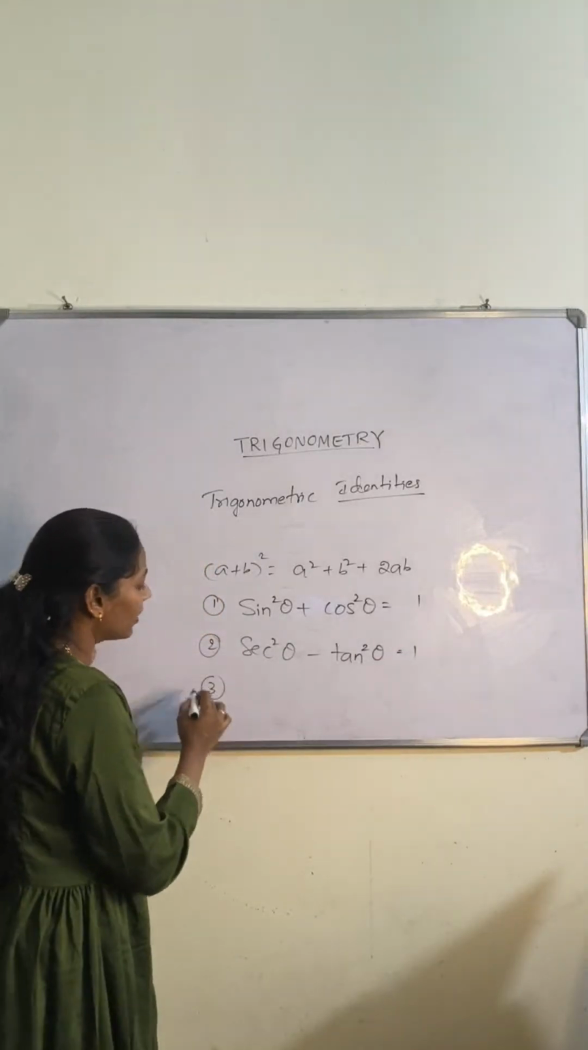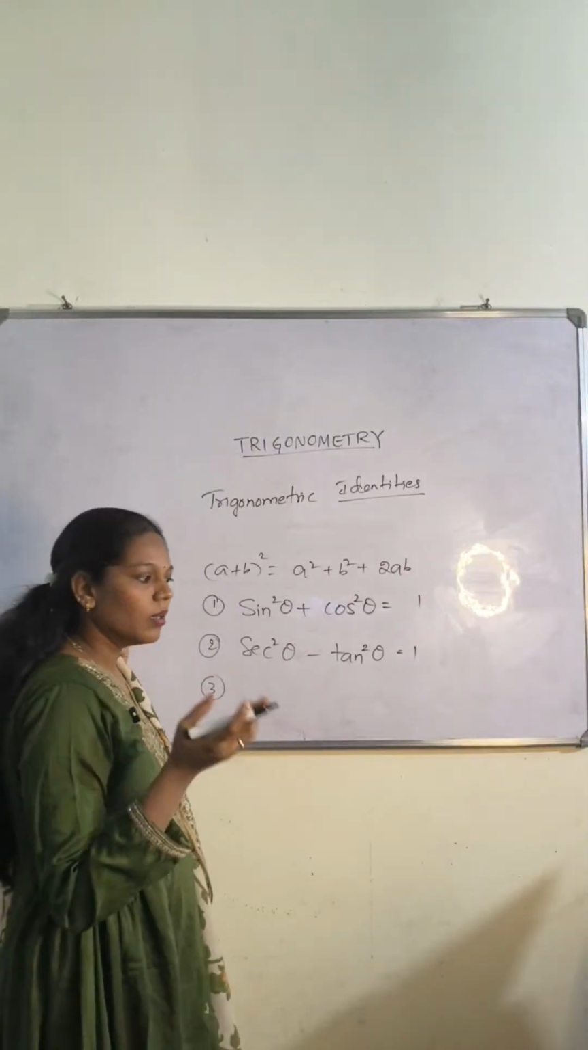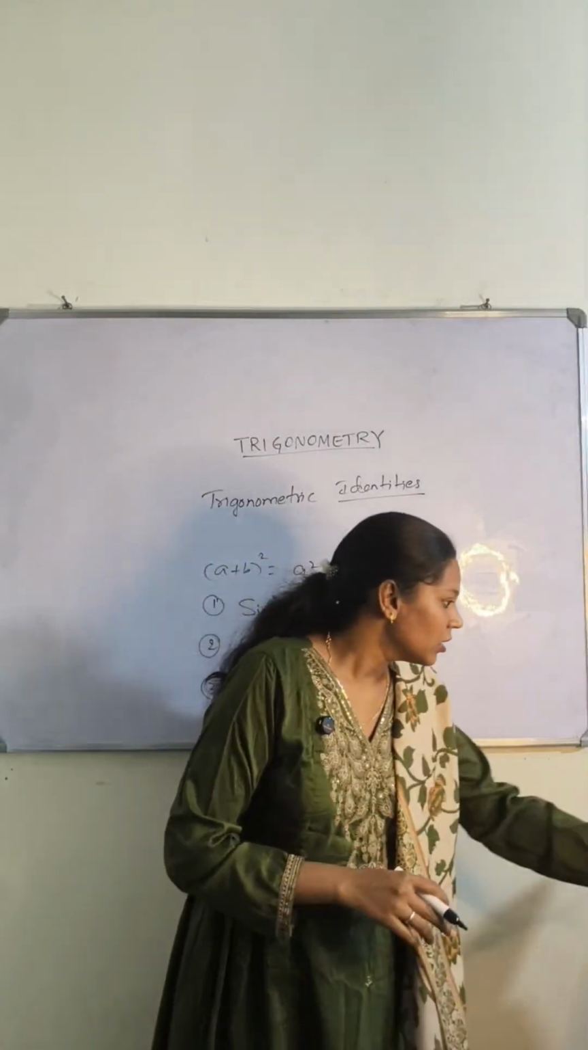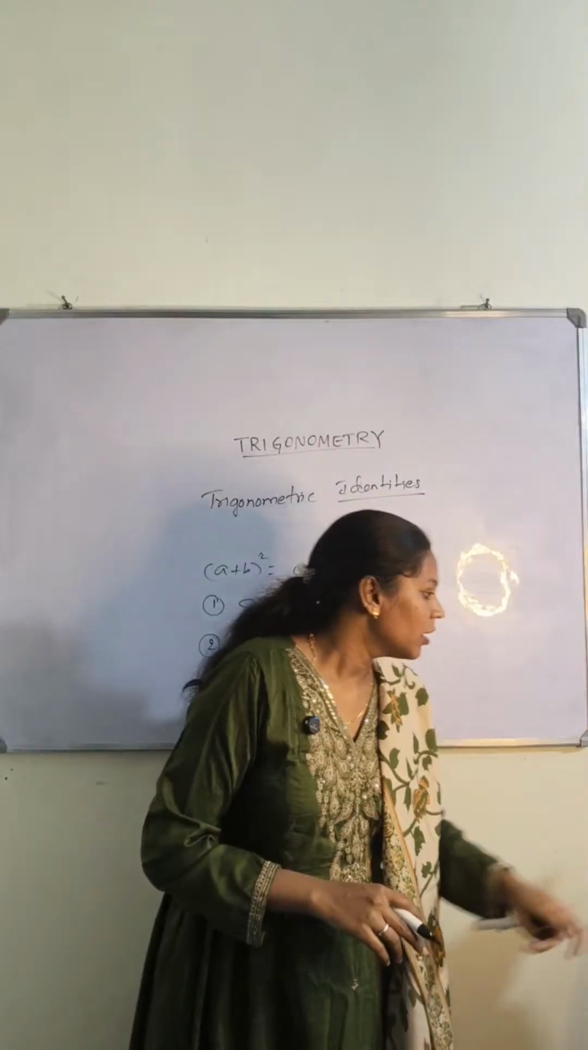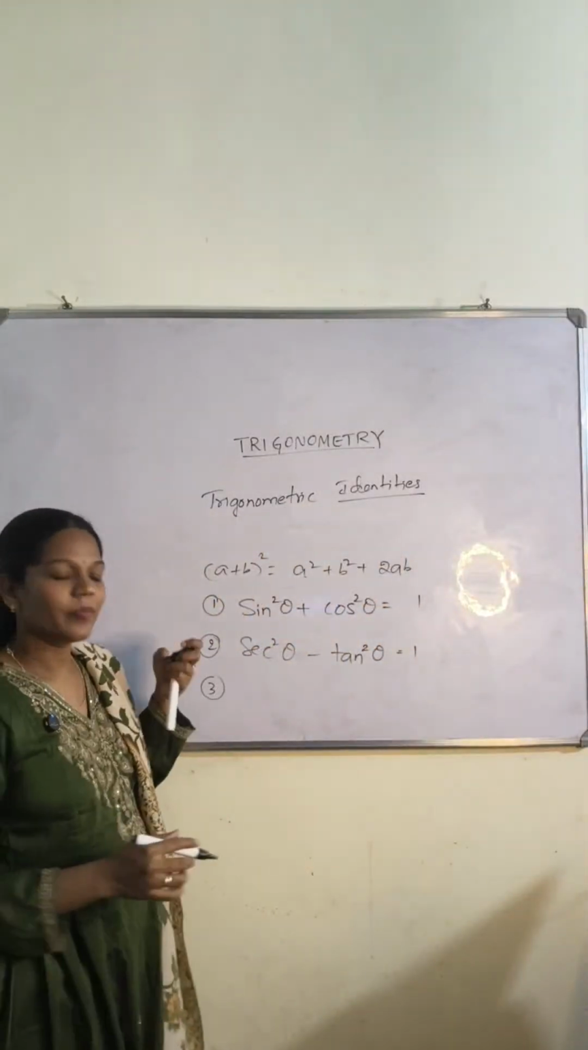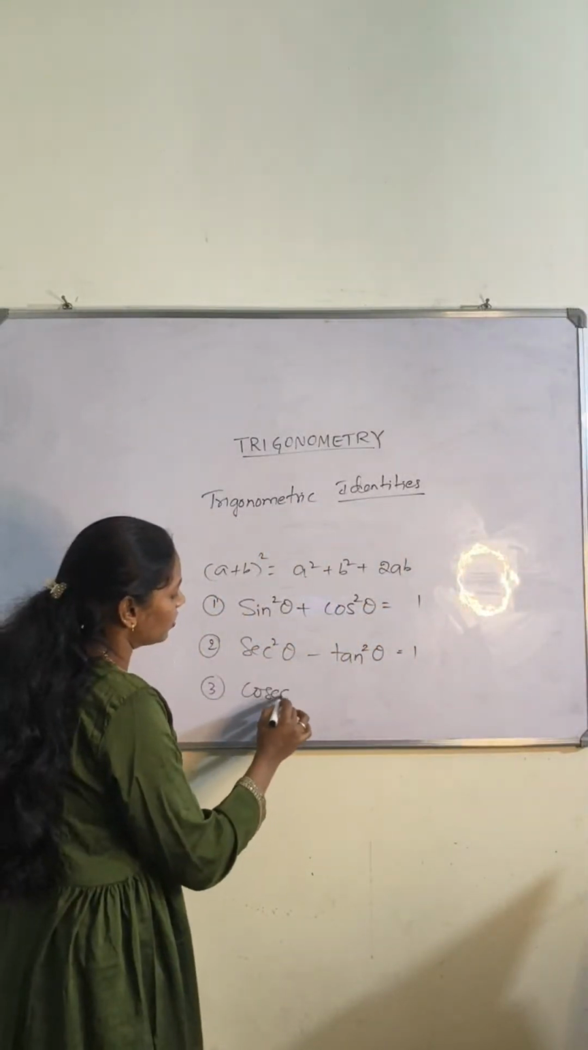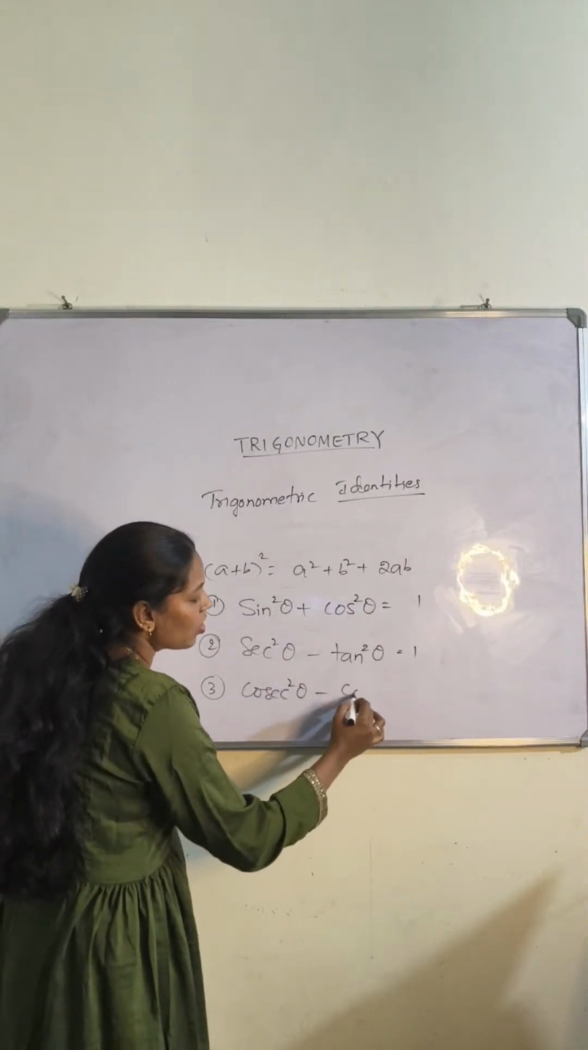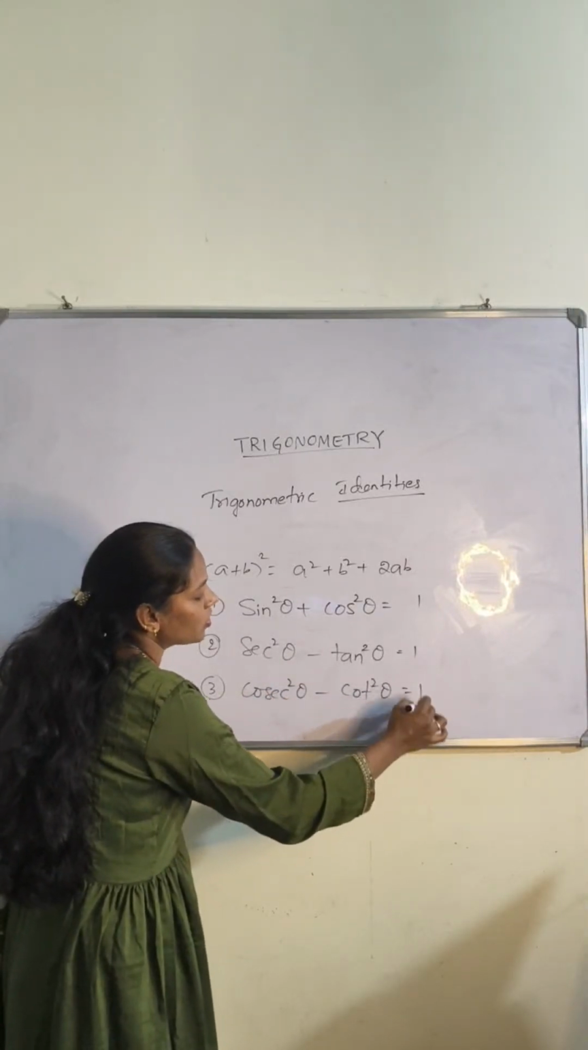Third one, what are the last remaining 2 ratios? Remaining 2 ratios, cosecant square theta minus cot square theta is equal to 1.